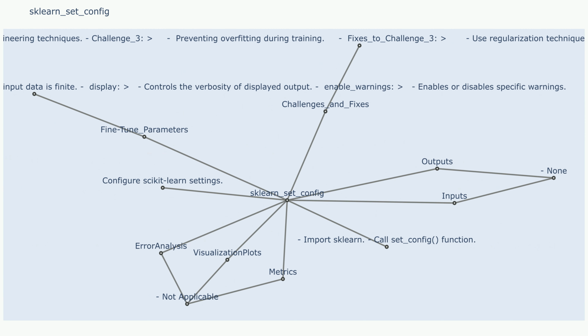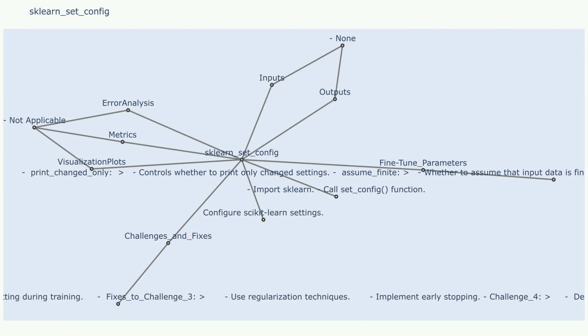Steps. Setting options. The function takes the provided configuration dictionary and updates the internal settings of sklearn based on the specified keys and values. Applying changes. Once the settings are modified, the changes take effect immediately. Future calls to sklearn functions will use the updated configuration.